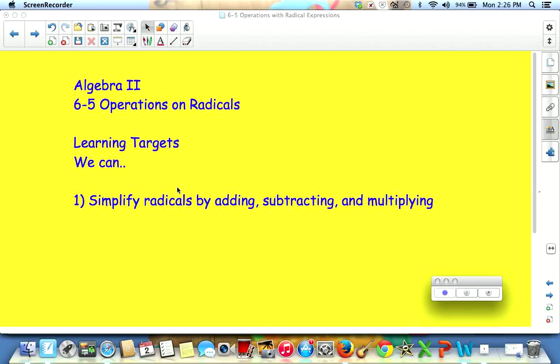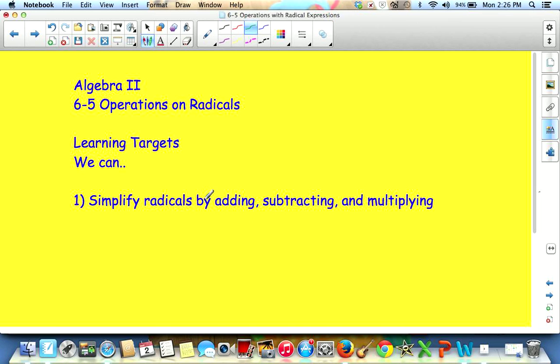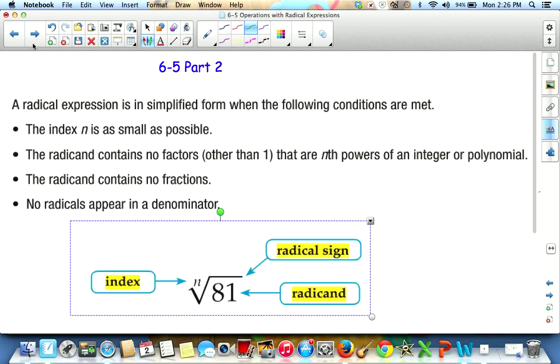To finish up 6-5 with operations on radicals. In this video, we are going to be able to simplify radicals by adding, subtracting, and multiplying. And some of this we did in class, and some of you haven't seen this at all, so feel free to fast forward if you'd like to.